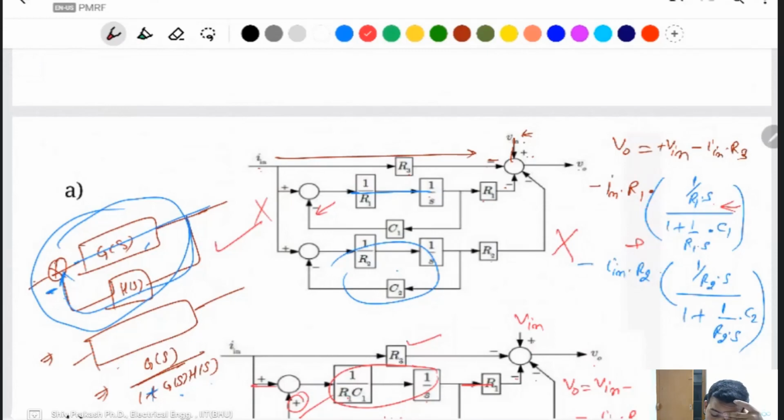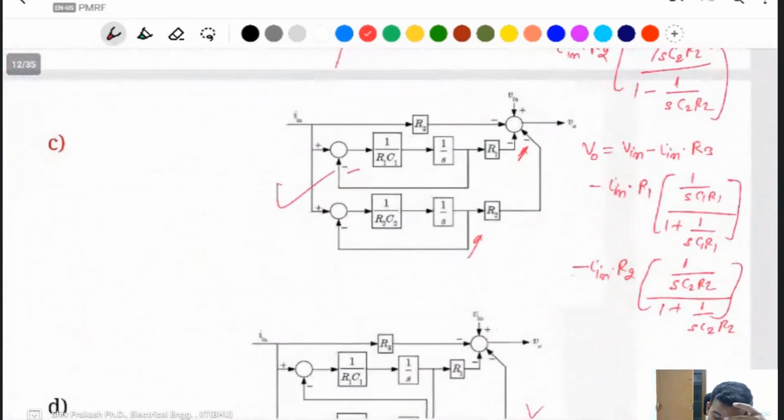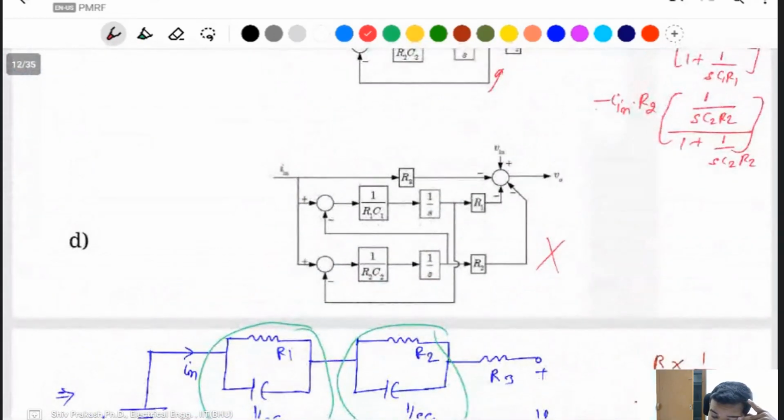Sir, can you show the D option once? Yeah, D option: the feedback is coming from here to the opposite. Oh, okay. That's why this is not correct.